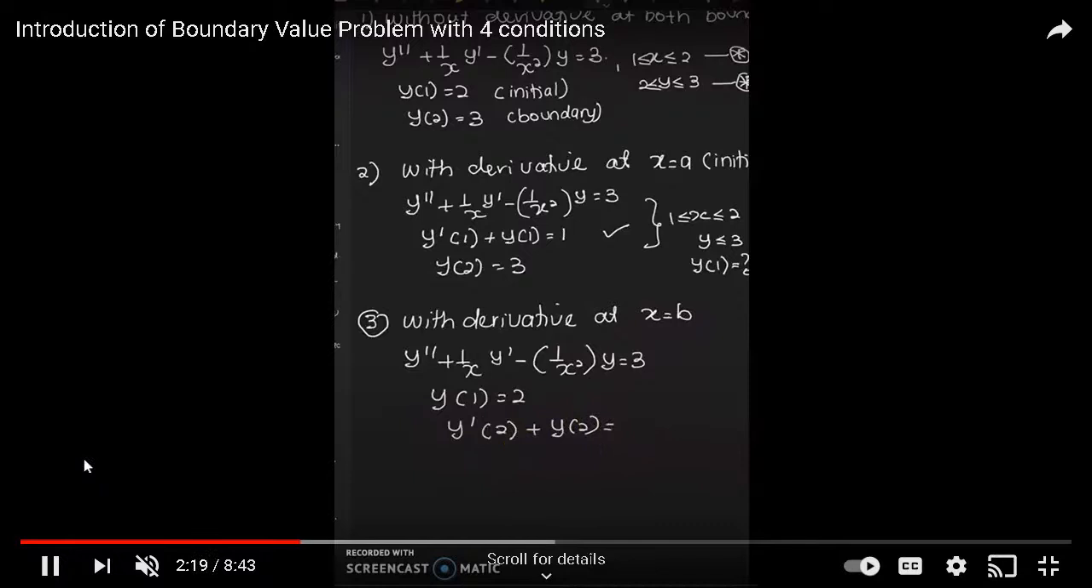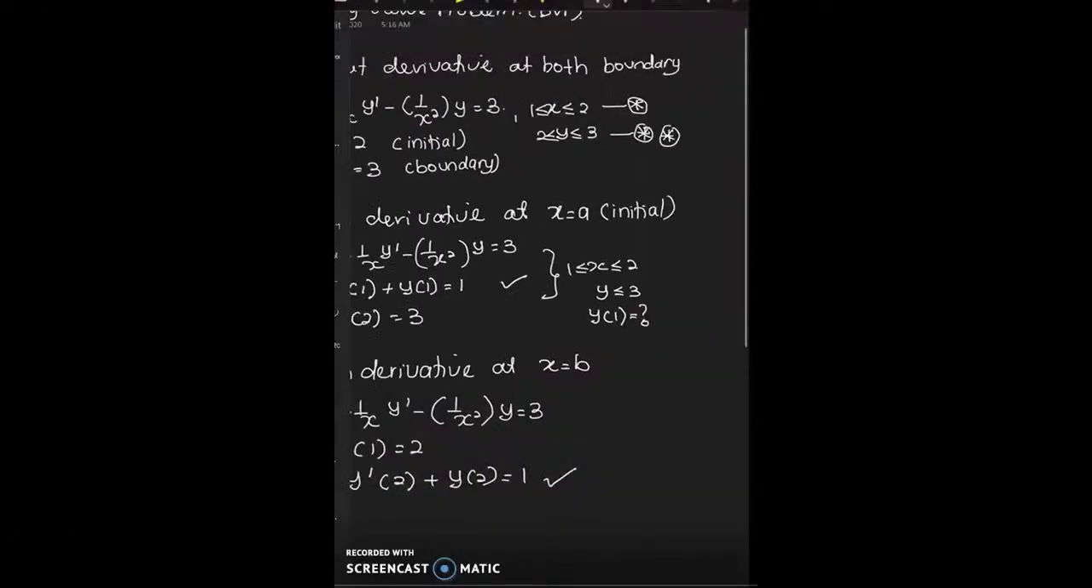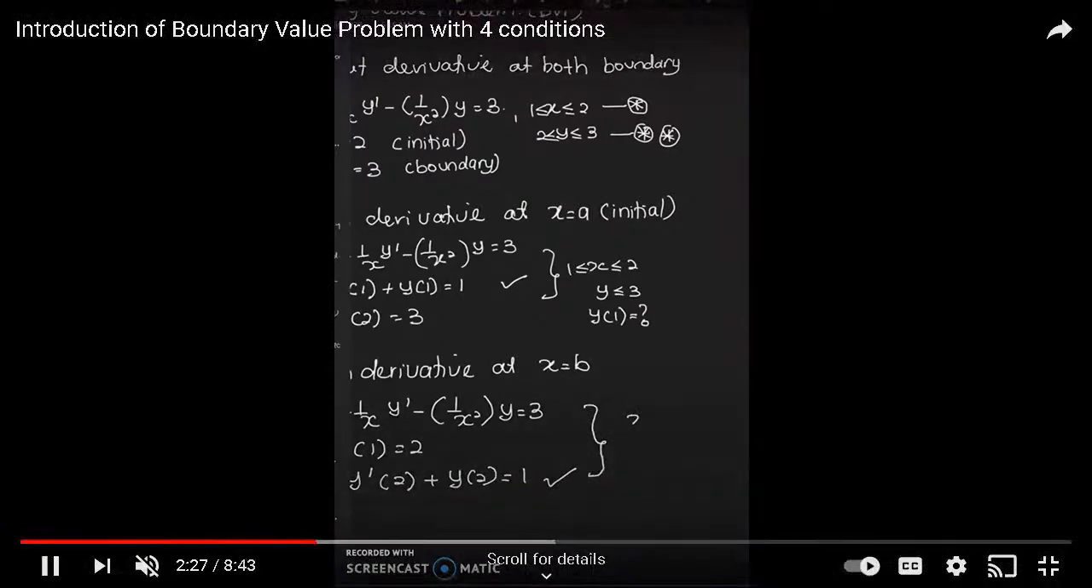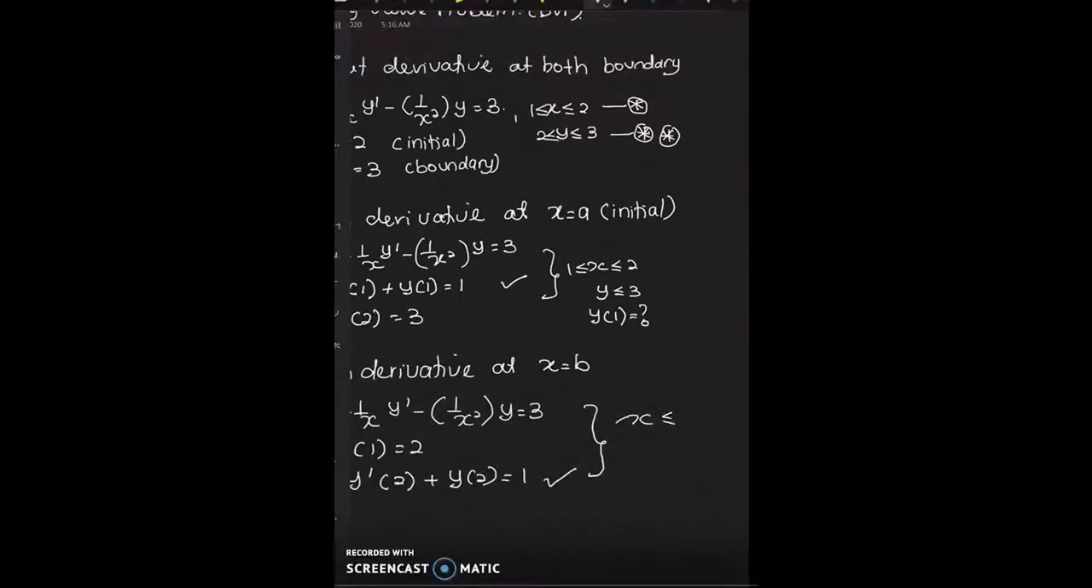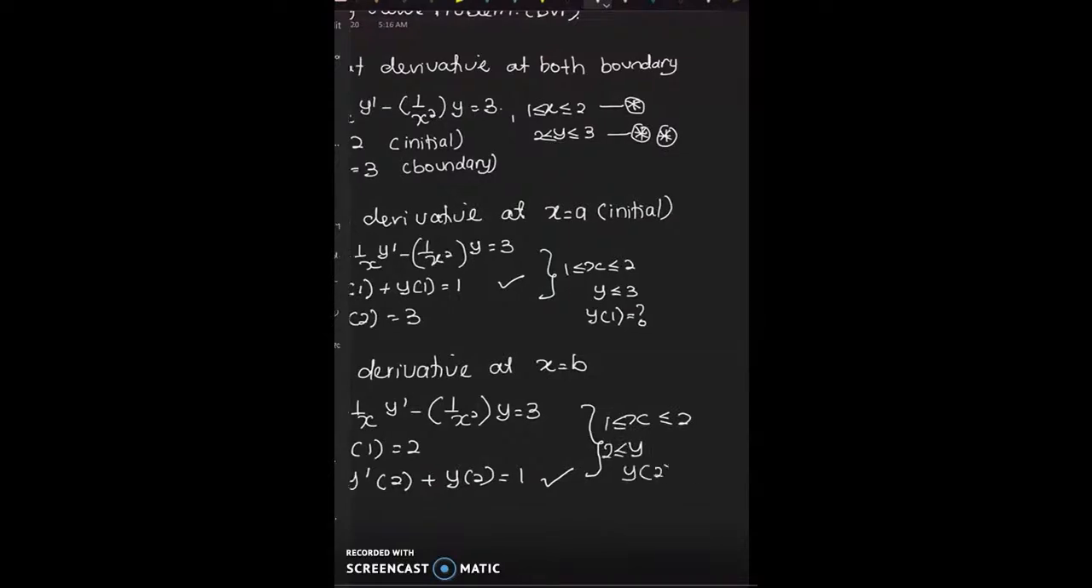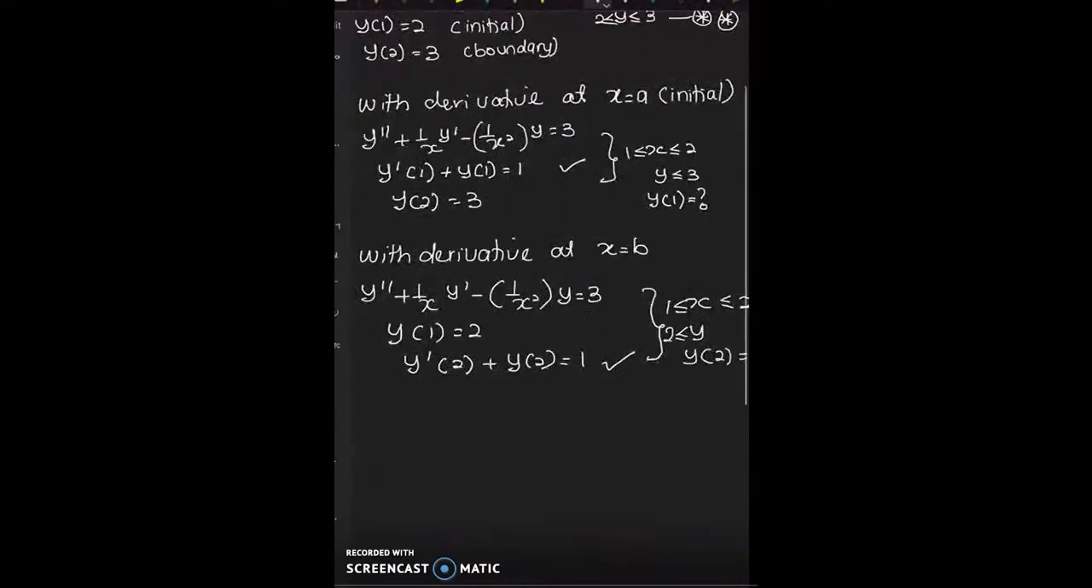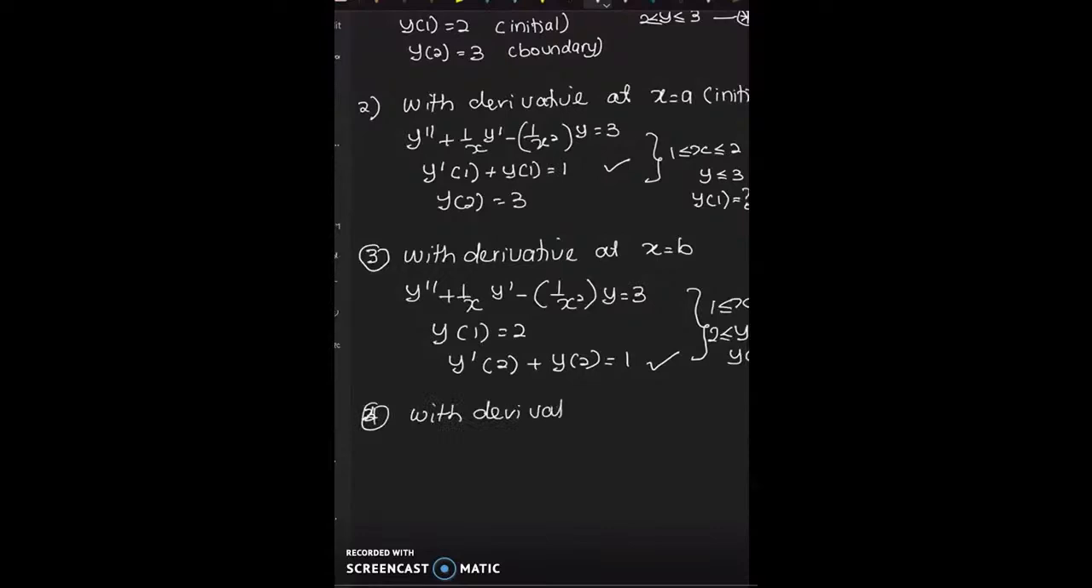Condition number 4 is a derivative. This one is not a derivative for just one corner, but for both corners. The condition is similar to condition number 1, but both boundaries have derivatives, meaning with derivative at x equal to a and x equal to b, right?